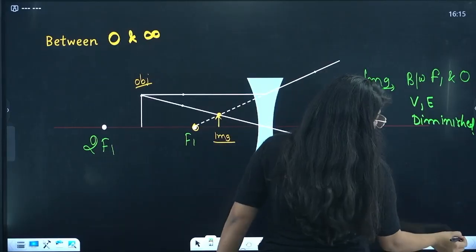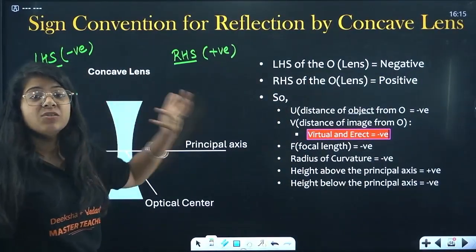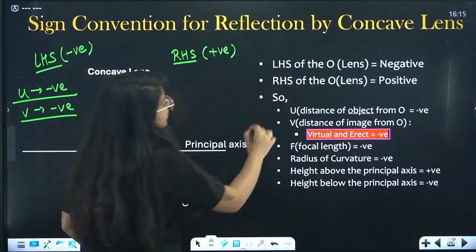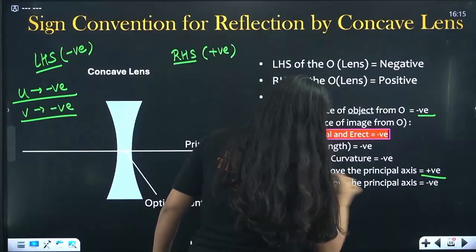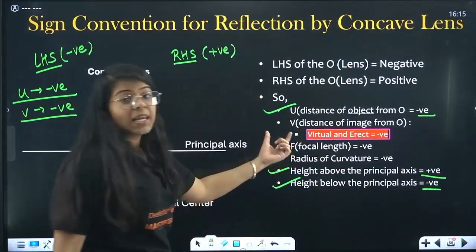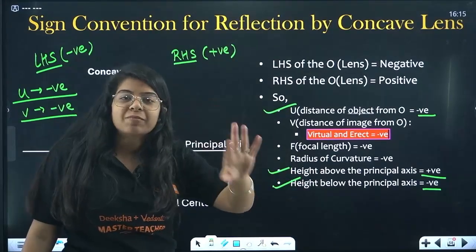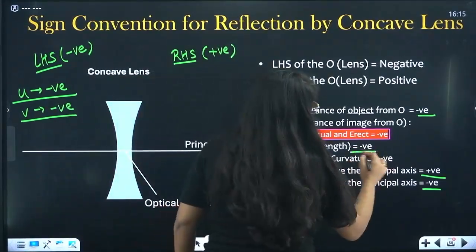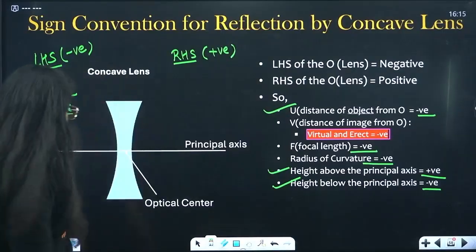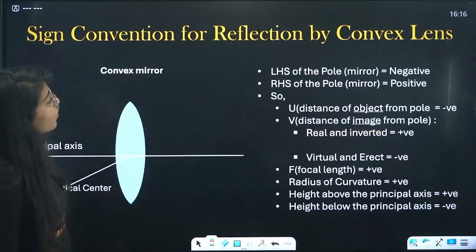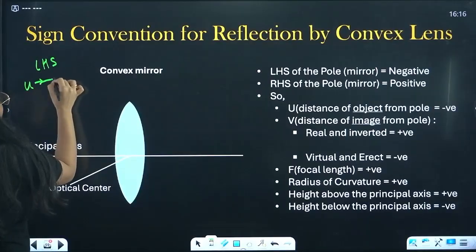Virtual rays are meeting. Then beta, this is virtual and erect, and it is forming on the left hand side, so V is negative. U is always negative. Height above the principal axis positive, below the principal axis negative. Focal length for concave lens, negative. Concave lens, concave mirror, always negative. Radius of curvature, always negative. Understood? Then beta, same for convex lens, we have left hand side, U is always negative.